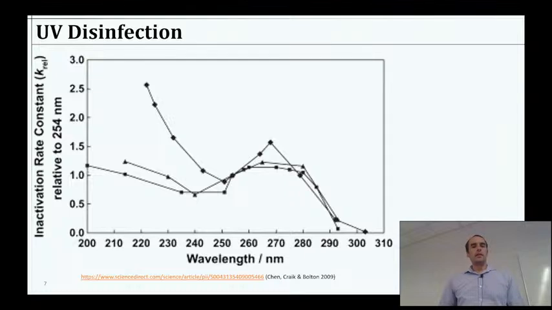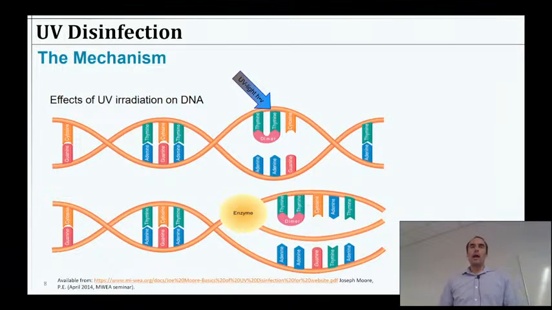We can also take a look at how well it's inactivating light according to our wavelength. It's pretty much the same story. If we have light anywhere between 250 and 280, it's doing pretty well. Okay, so how does it work?